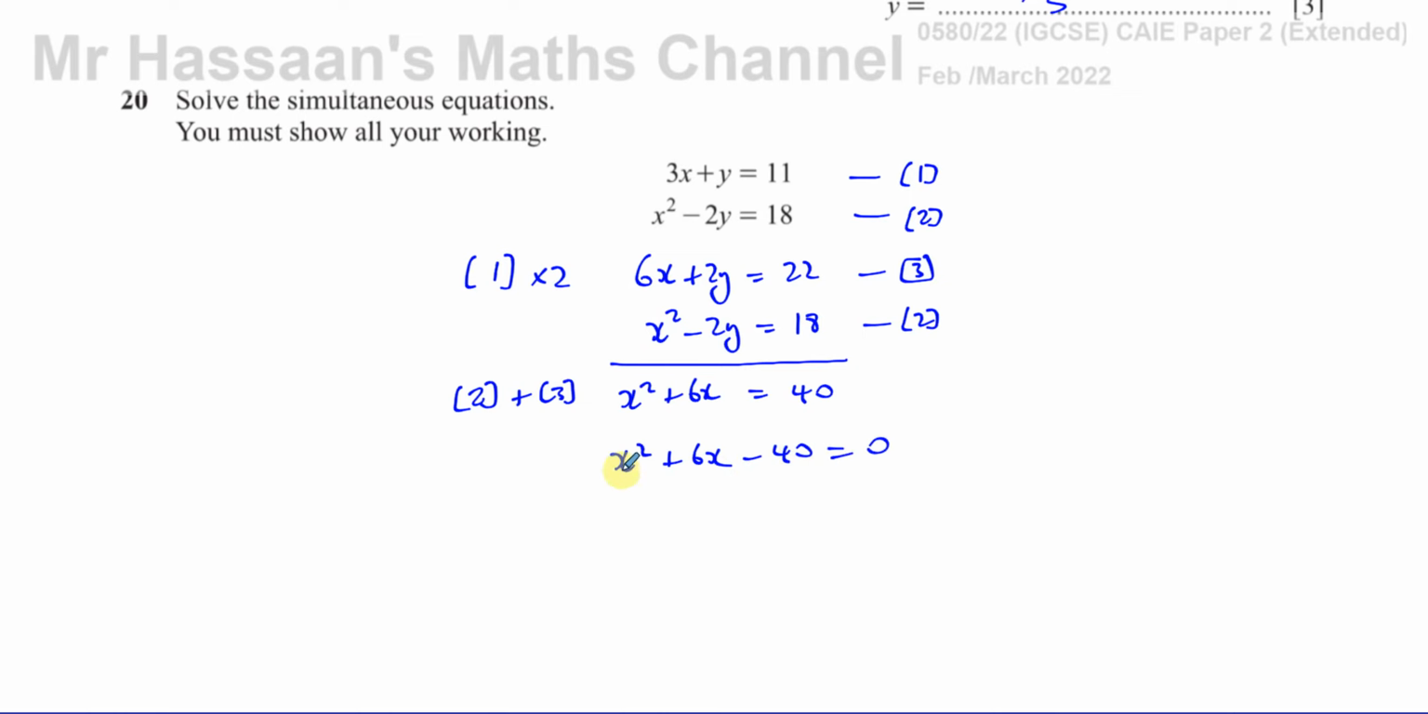Why do I do that? Because I have a quadratic equation, so I wanted to say equals 0 so I can then go on to solve it. That's probably an easy way to do it.